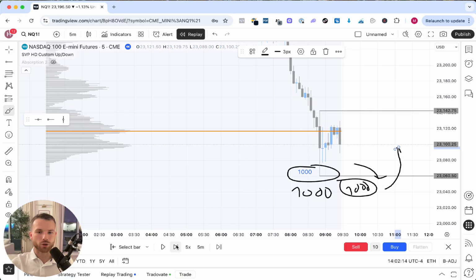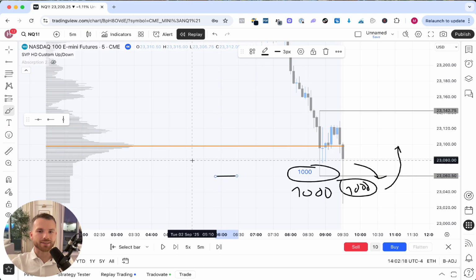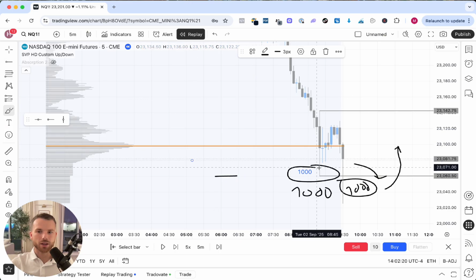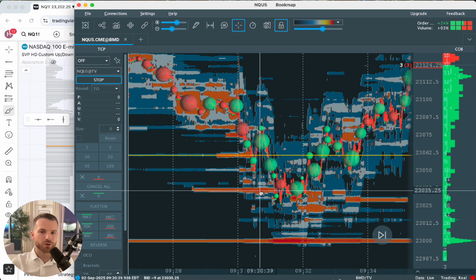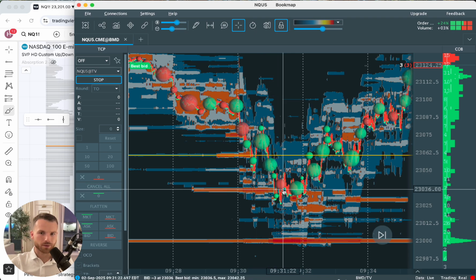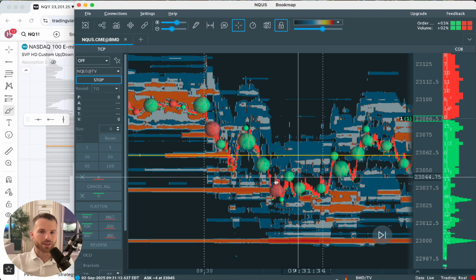So the market opened. This is the first candle. And this is exactly what happened. The market went below this level of liquidity. It swept all these orders. And this is what it looks like in real time.